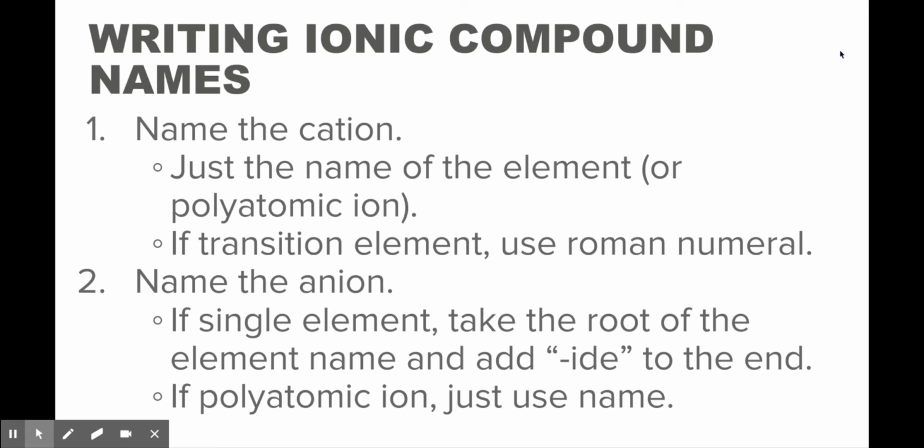That's how you write the first word of the name. The second word of the name is the name of the anion. If it's a single element, you're going to take the root of that element name and then just add "ide" to the end, or not add "ide." You're actually going to replace the ending of the word with "ide." Or if it's a polyatomic ion, you're just going to use the name of that polyatomic ion. It's very simple.